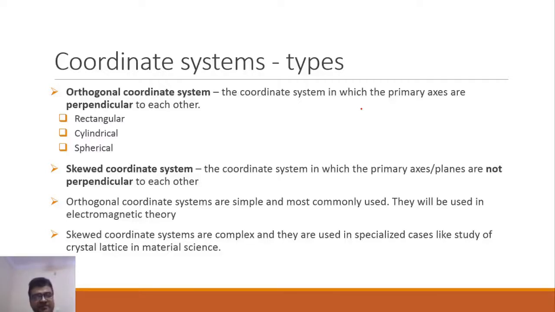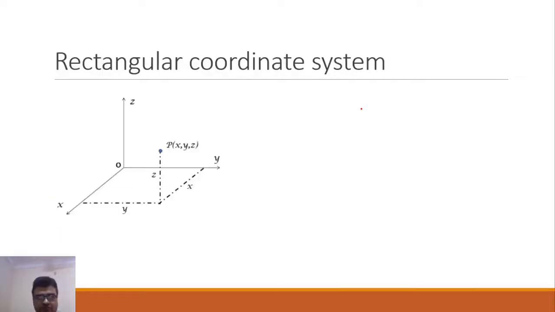So let us start with the first coordinate system. You might know it already, but I'll try to make it easy and it will help to recall whatever you already know. So first is rectangular coordinate system. So let's see. In a rectangular coordinate system, if you want to locate a point, let's say this, for example, this point P here. So this point P has coordinates x, y, z.